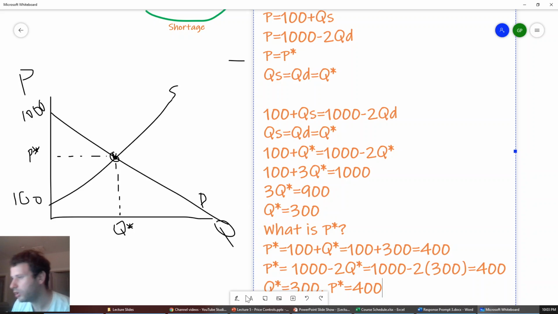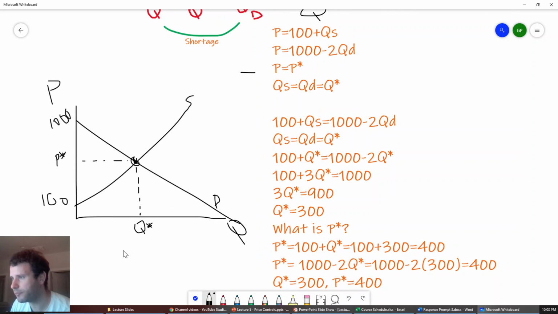All right, so just to finish off this graph, Q star is equal to 300. 400 is equal to your P star. Sorry about the handwriting. It's very difficult to write on this whiteboard here.